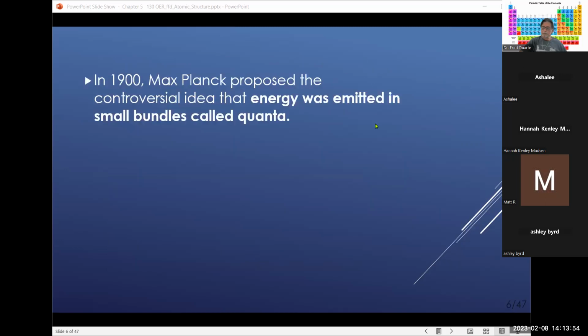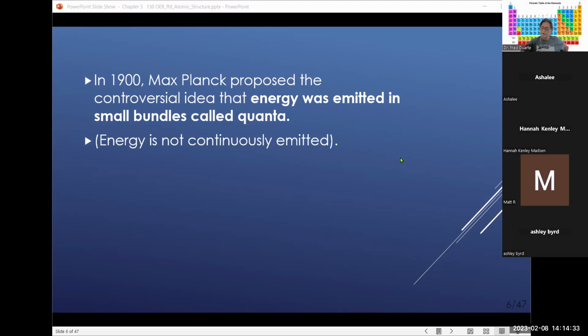All right. Now, in the previous chapter we talked about good old J.J. Thomson and Rutherford, 1900s. Well, we're back to the 1900s. Here's another physicist by the name of Max Planck. There's an institute named after him in Europe. He proposed a very controversial idea at that time, that energy was emitted in small bundles. It wasn't continuous, but like little shots of energy. He called them quanta.